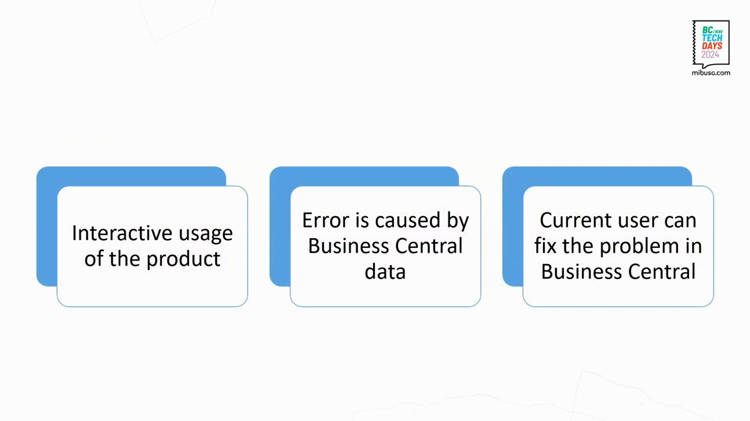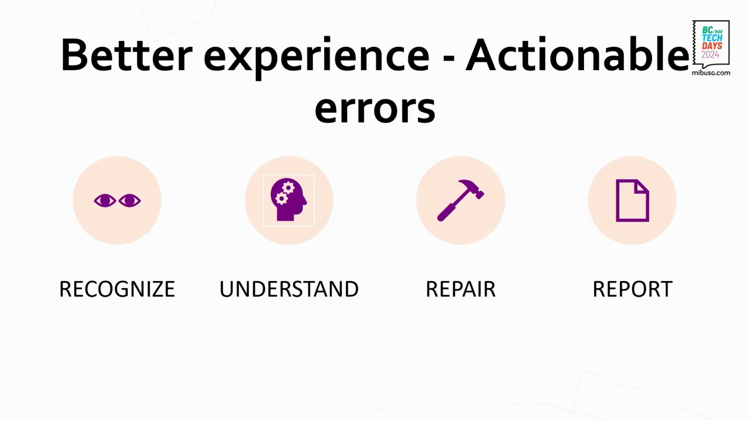But in this presentation, we are mainly going to focus on the interactive usage of the product, and the weapon, where the weapon is basically the Business Central data, where that is the main cause for errors, and then also where the current user can actually fix the problem in Business Central, so we want to help them moving forward. And in order to do that, we're talking about actionable errors, where it's important that users can recognize the error, they understand what went wrong, and then they can either repair or report the error.